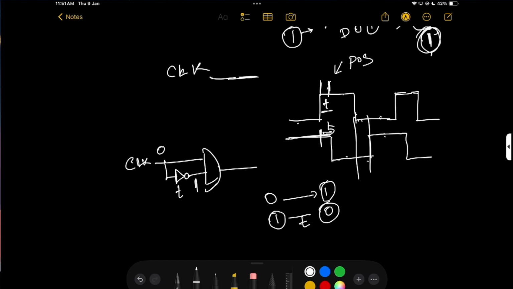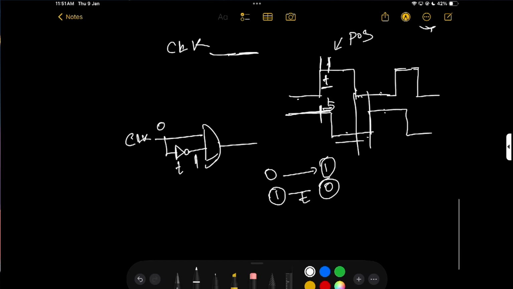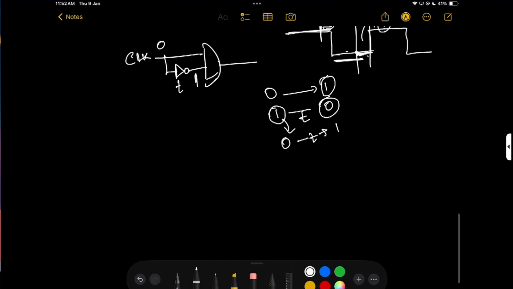After t seconds it goes to 0, and it stays there for a long time, and then suddenly my input, the actual clock, is 0 again. So after t seconds it goes to 1 again. So this is my 1 to 0 jump, but this circuit's clock will not go to 1 immediately. After t seconds of delay it goes to 1. So this is the positive edge clock triggering circuit.